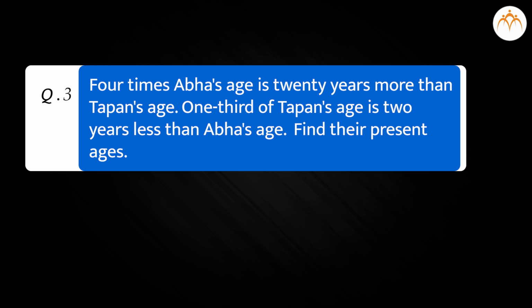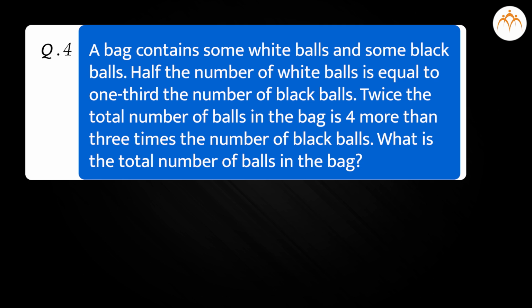1/3 of Tapan's age is 2 years less than Abha's age. Find their present ages. A bag contains some white balls and some black balls. Half the number of white balls is equal to 1/3 the number of black balls. Twice the total number of balls in the bag is 4 more than 3 times the number of black balls. What is the total number of balls in the bag?